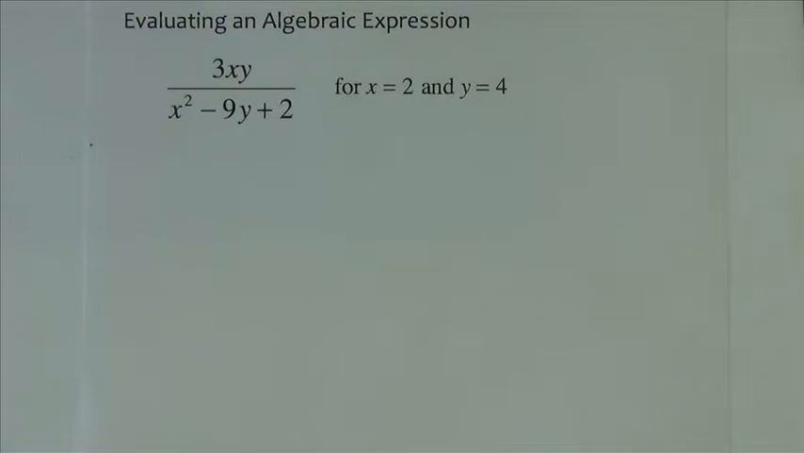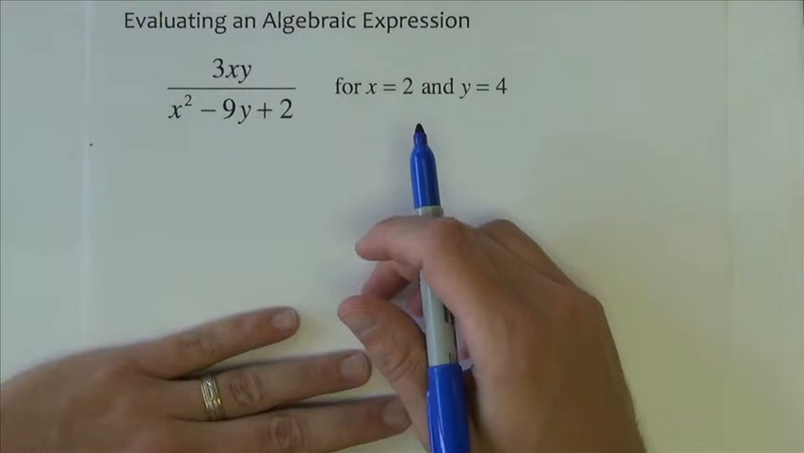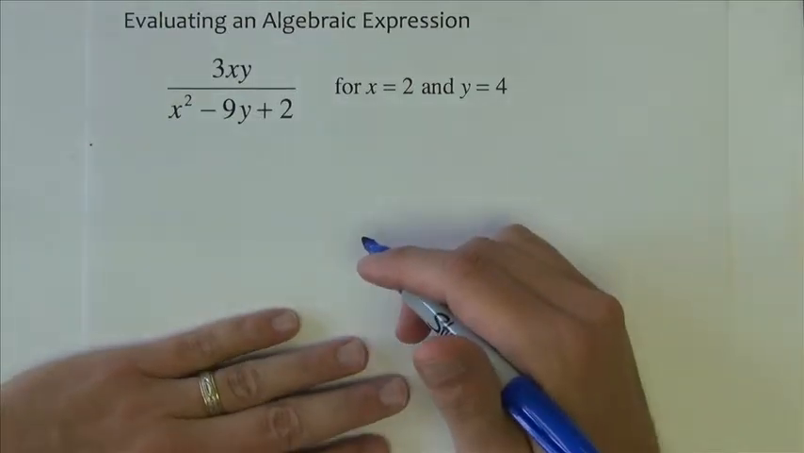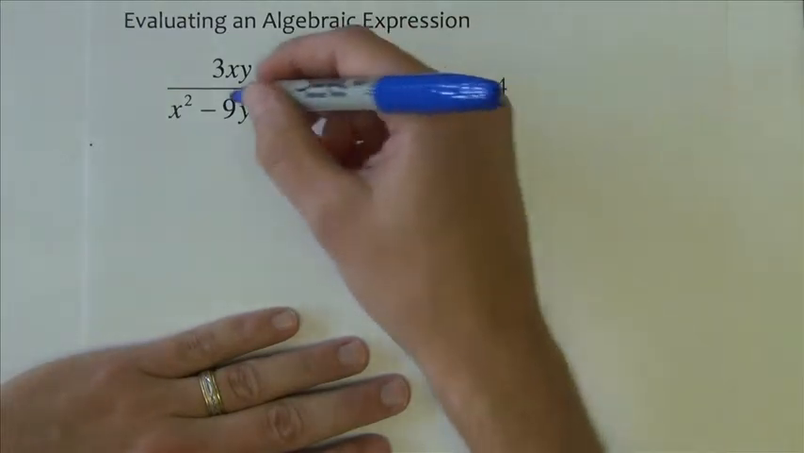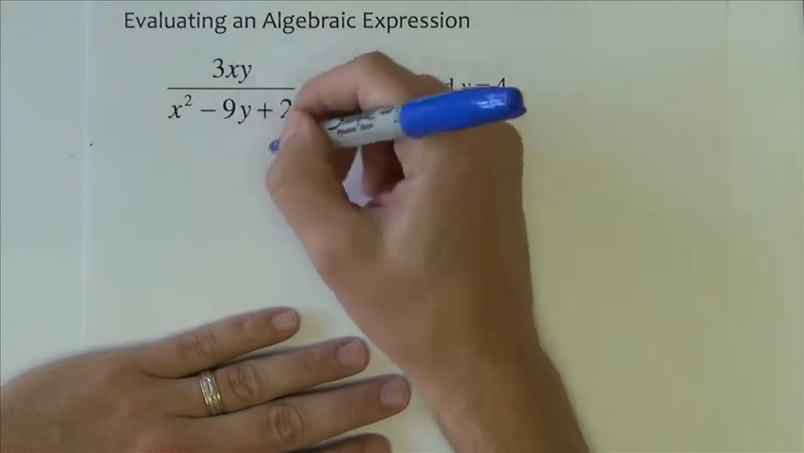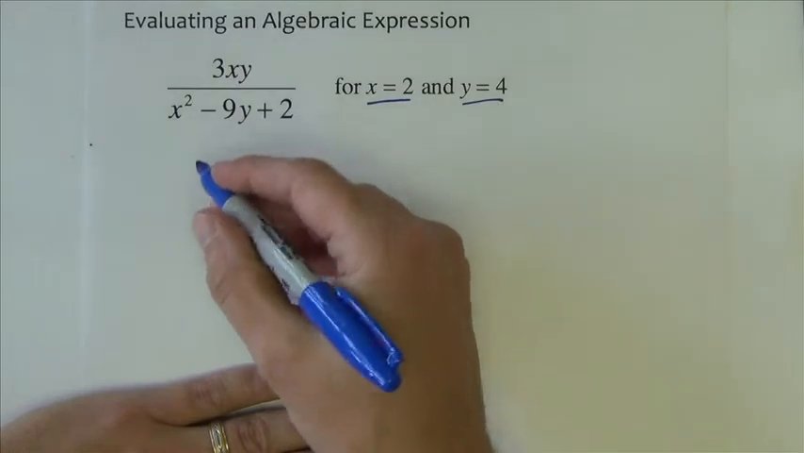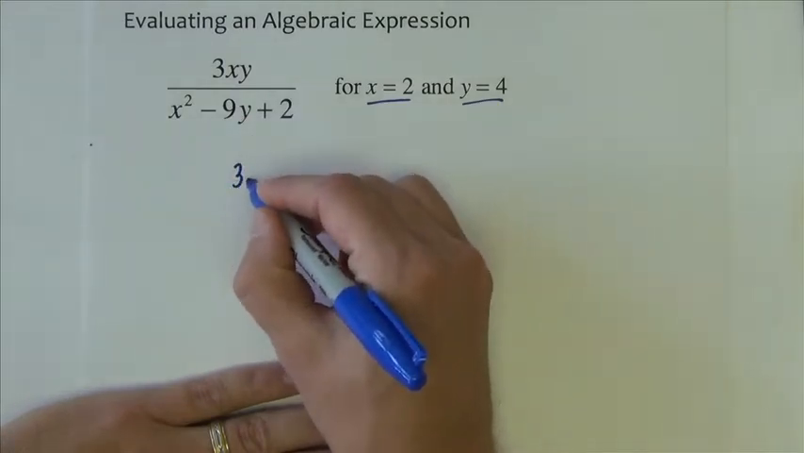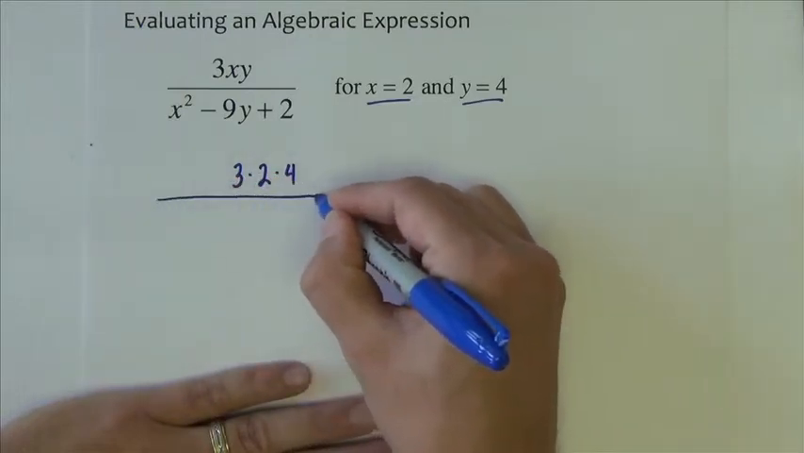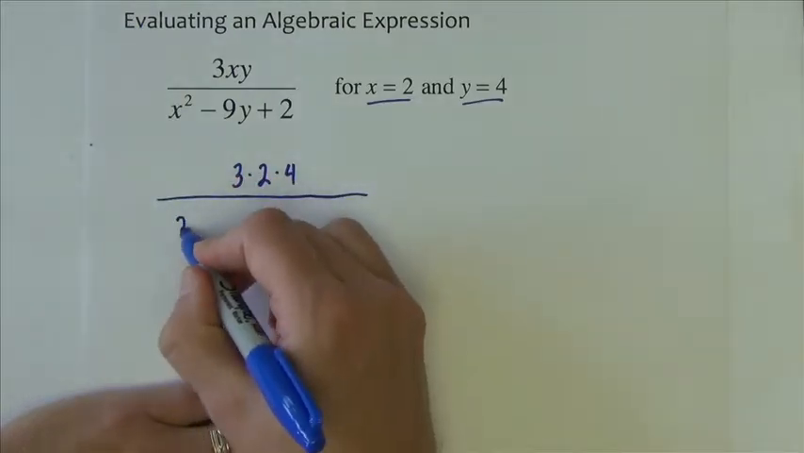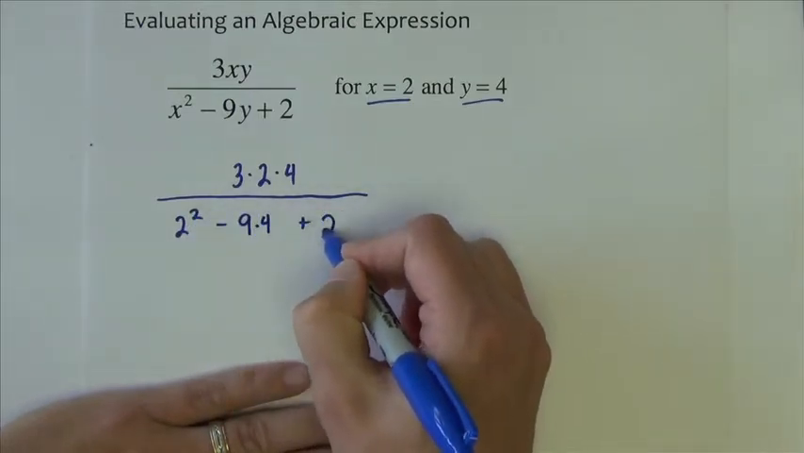When evaluating an algebraic expression, it basically has one more step than what we just did on the previous slide. And that is, we've got to take the numbers for x and the number for y and place them into all the x's and y's that we see in the problem. Then we can go with order of operations and start simplifying. So we've got the numerator of this fraction, 3 times 2 times 4, divided by the denominator, which is 2 squared minus 9 times 4 plus 2.